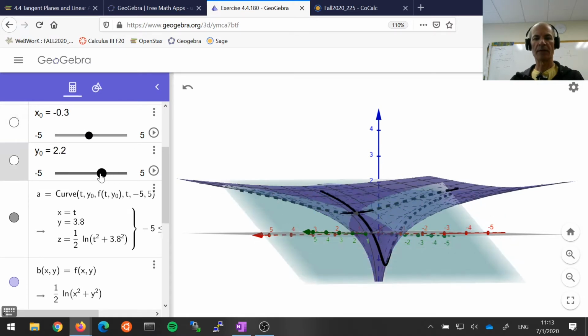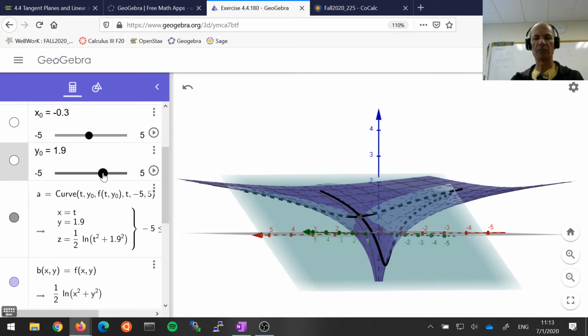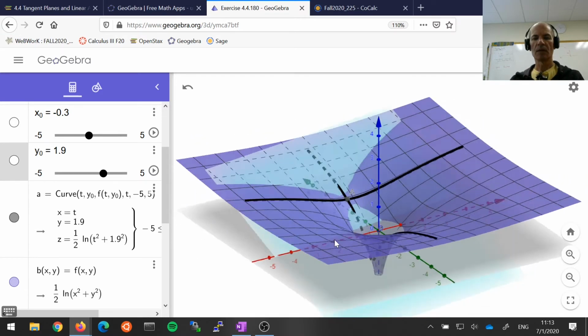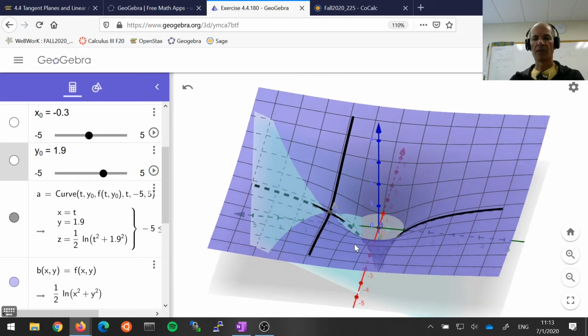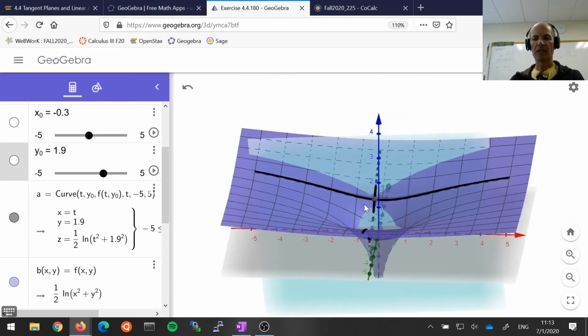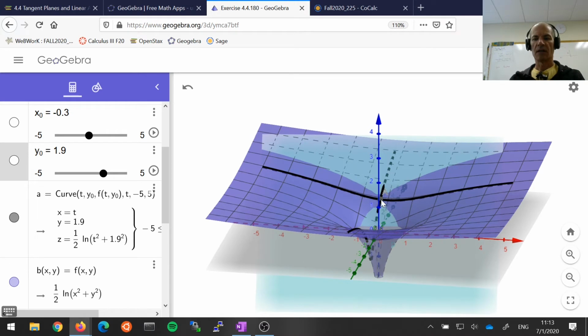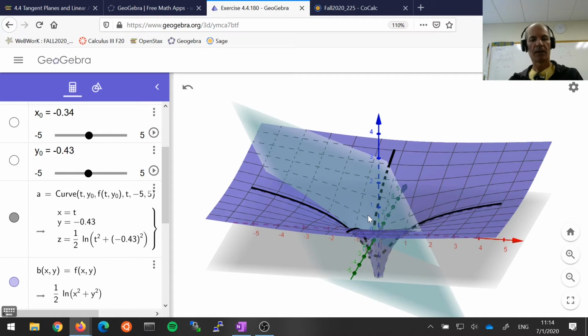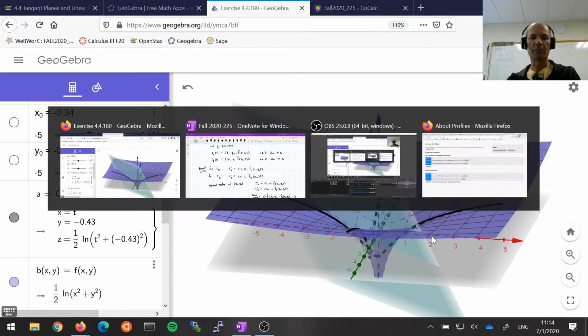And if I move y around, again, the tangent plane kind of moves around beneath it. But it's always the case that the tangent in the x direction along a trace crossed with the tangent in the y direction along the trace is the normal vector to the tangent plane. Really important idea. All right, we'll come back to this example in a bit.